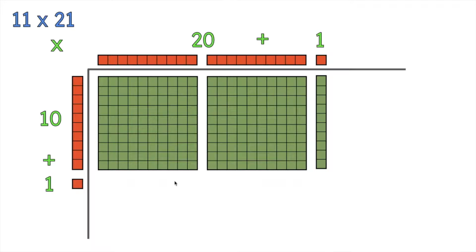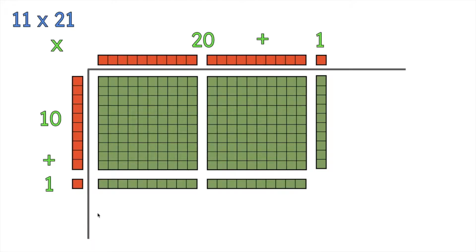1 times 20, well, that's just going to be 20. 20 down here, and then one group of 1. One group of 1, well, that's just gonna be 1, and it fits nice and perfect. Yes, yes. Here we go. Let's find the answer. 100, 200, 210, 220, 230, 231. Oh yeah, man, multiplication has never been so easy.